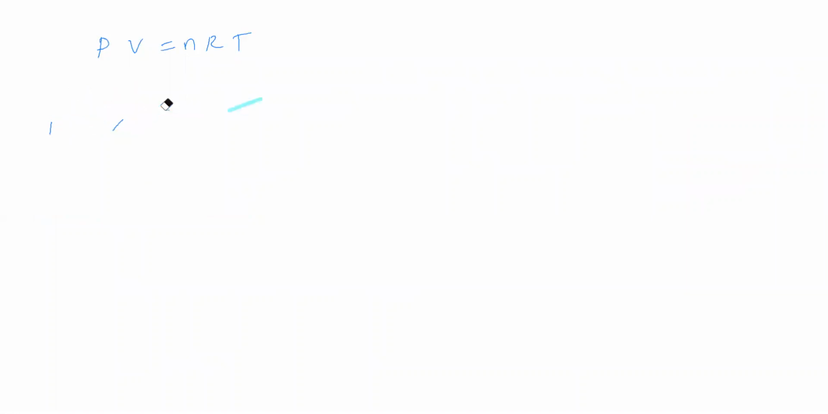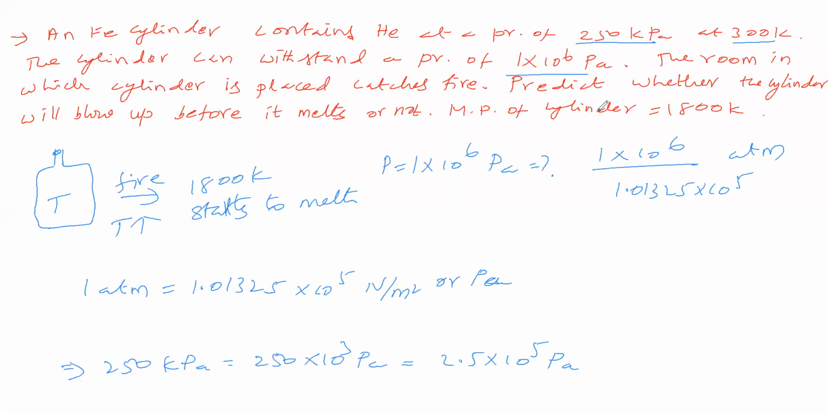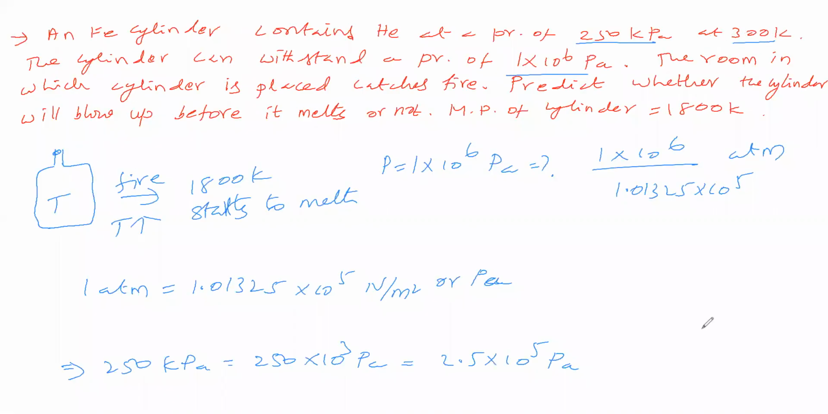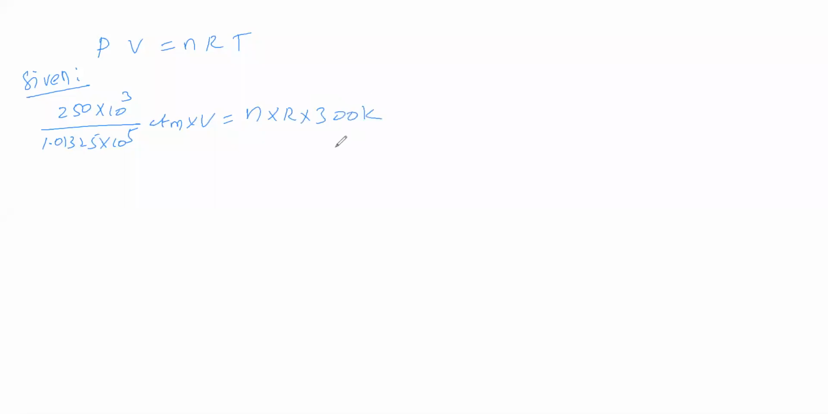First, we'll take the given data. The pressure is 250 kilopascal, which we will convert into Pascal, and then into atmosphere. Now atmosphere into volume, number of moles of gas, into R, and the temperature at this condition is given as 300 Kelvin. So that 300 Kelvin we will substitute. This is equation number 1. Okay, we will go to number 2.